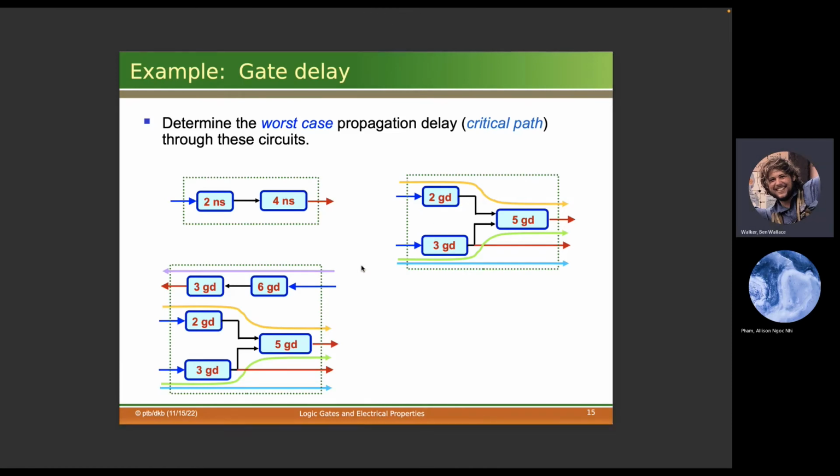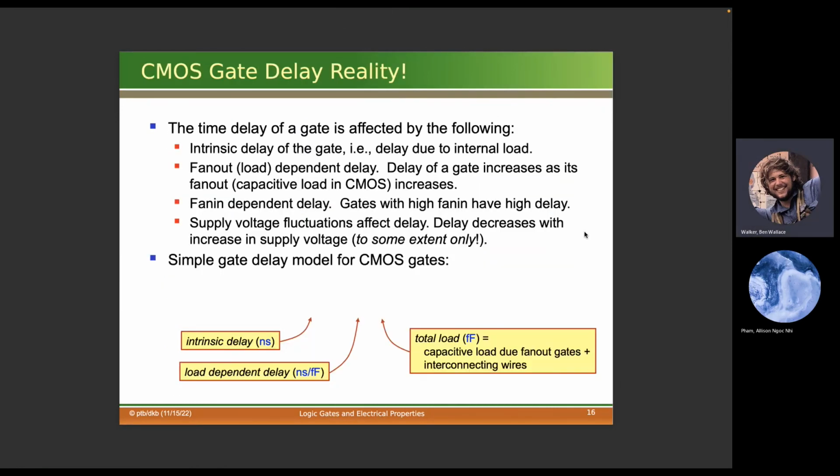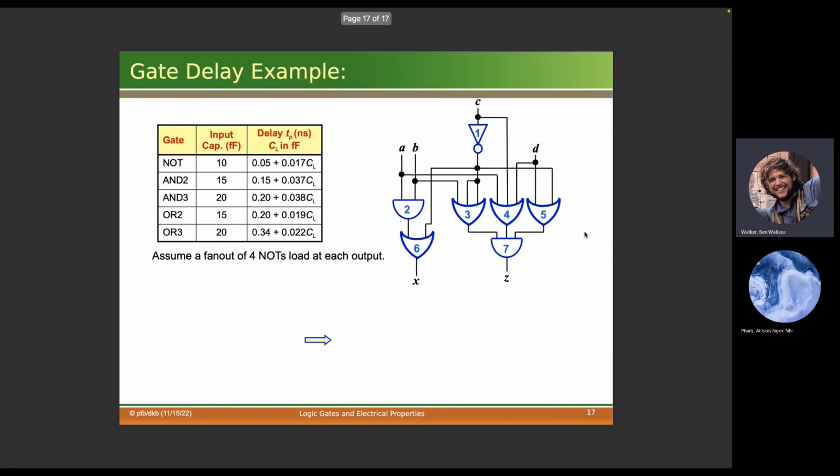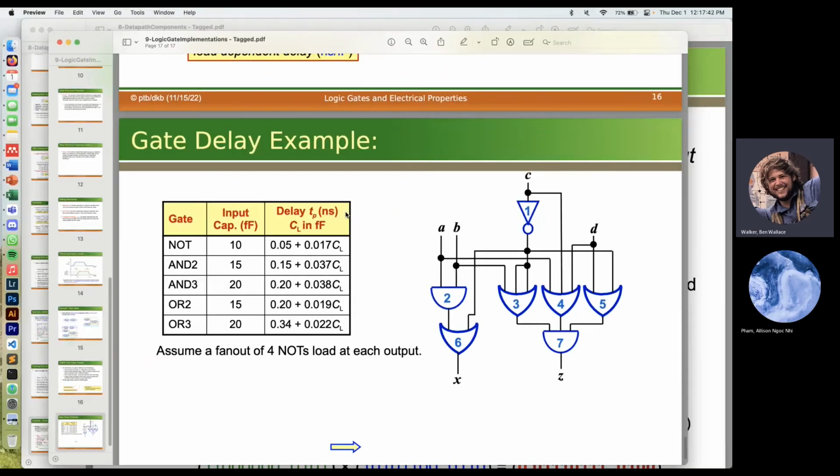Okay, so gate delay. The critical path is the worst case. Here we can see there are two paths. One takes 7 gate delays, one takes 8 gate delays. The 8 gate delay path is the critical path. The gate delay is affected by a decent model of intrinsic delay, load dependent delay, and total load. I'm going to do an example of this in just a second. This is the last slide.